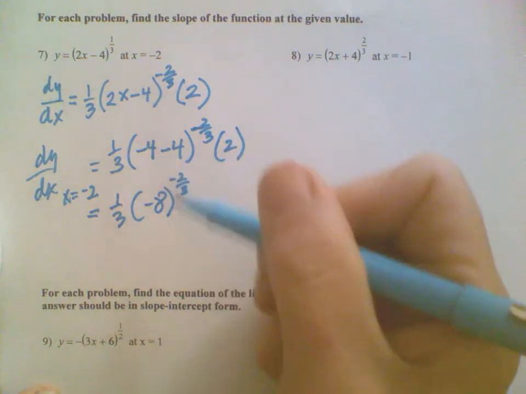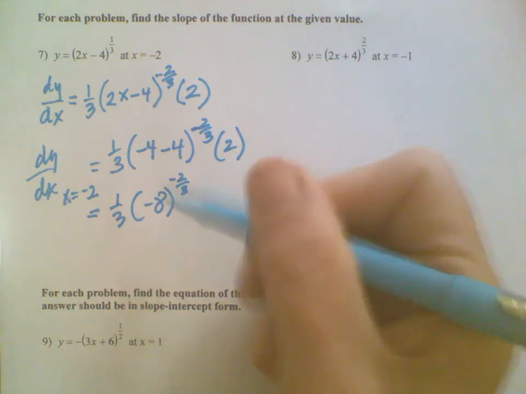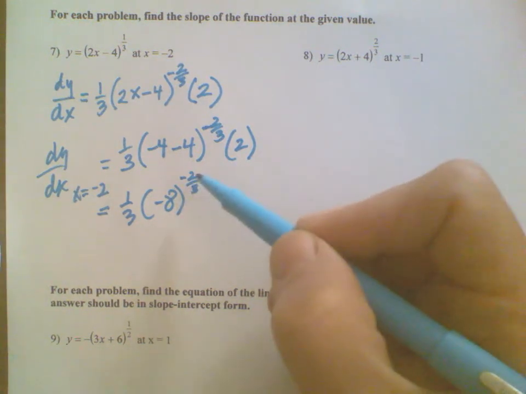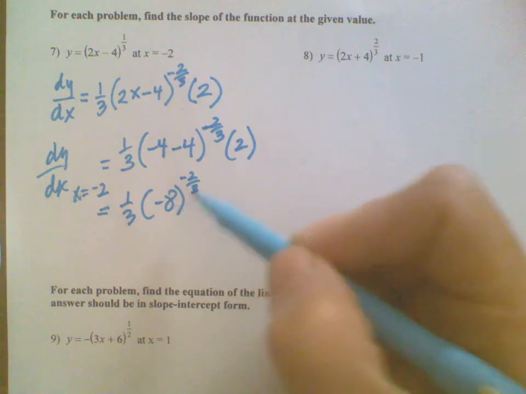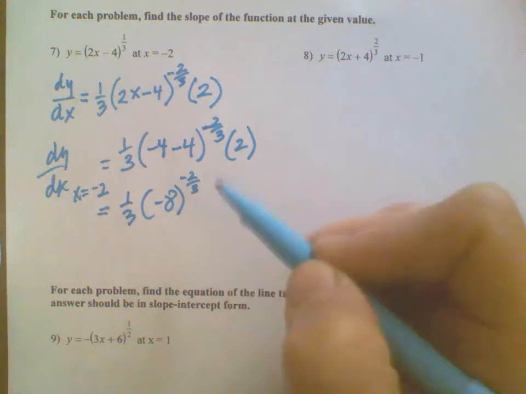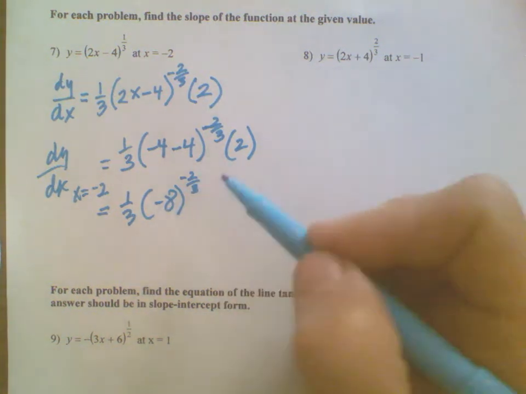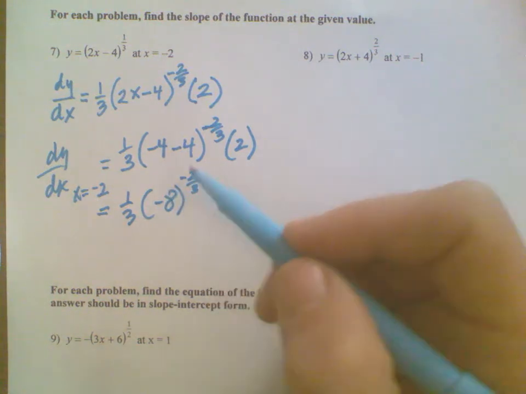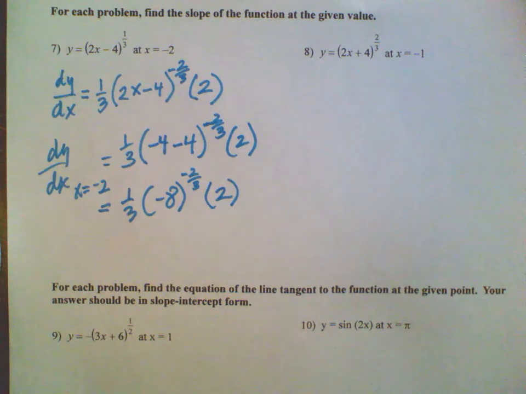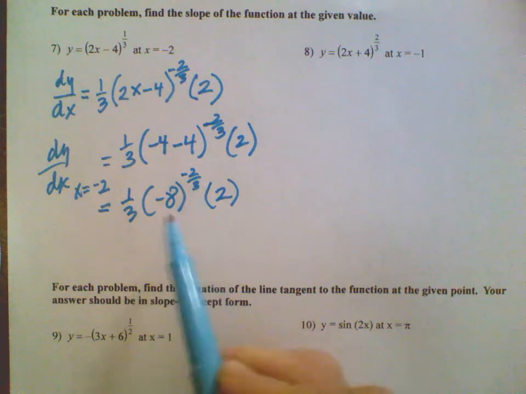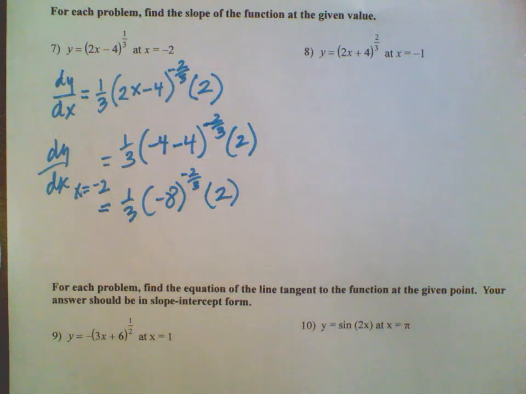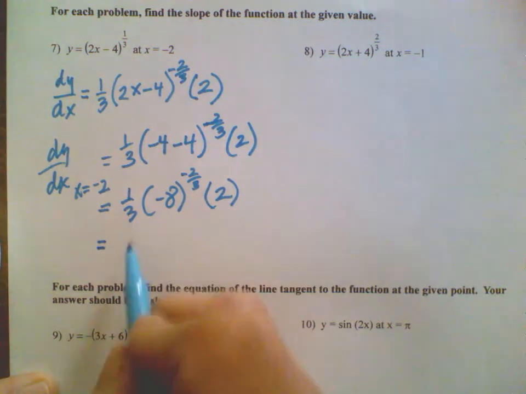And then the 2/3 is going to make a root to a power. So it's going to be the cube root of negative 8 squared. I can square first and then take the cube root, or I can take the cube root first and then square the answer. Does that make sense? The way you do it does not matter at all. It's kind of personal. On different problems, I will square it first and then take the cube root, and on other problems, I will take the cube root first and then square it. I don't mean to be confusing, but the order doesn't matter. I just do whichever seems easiest.